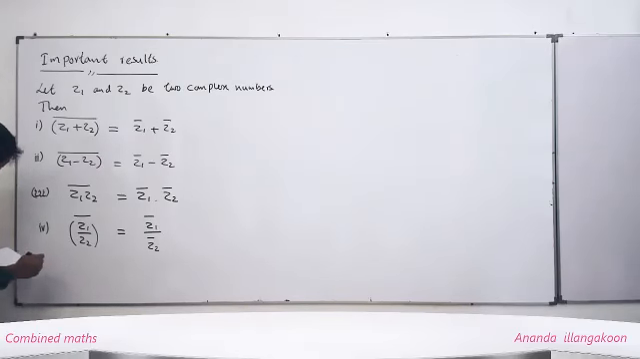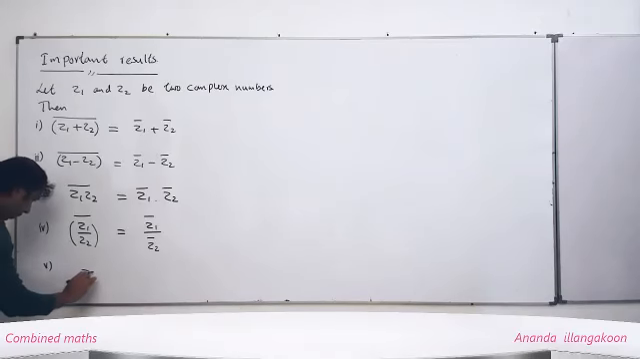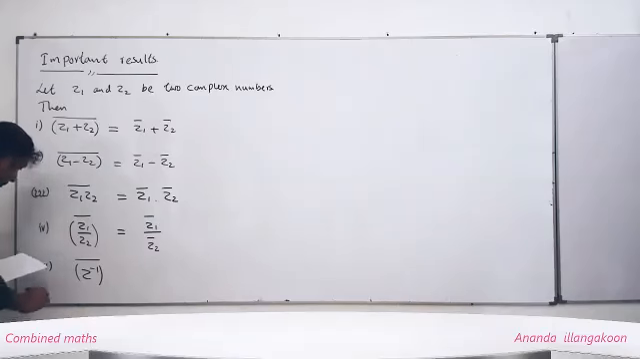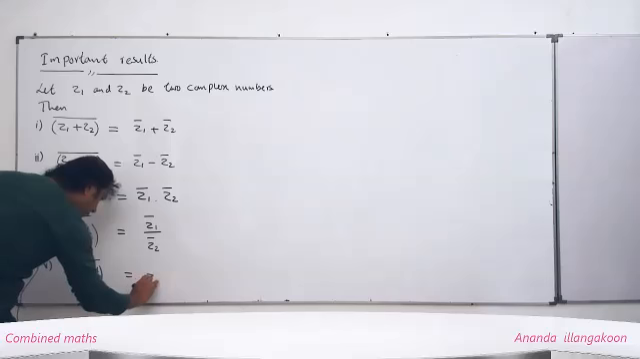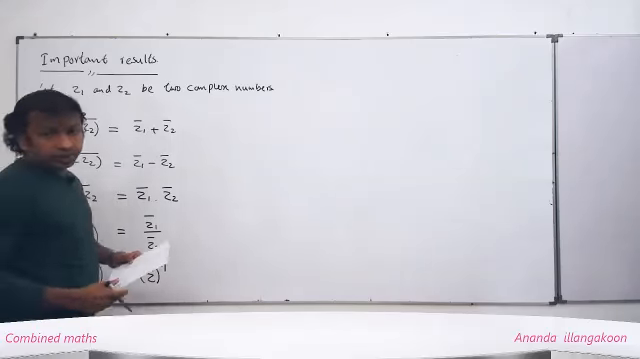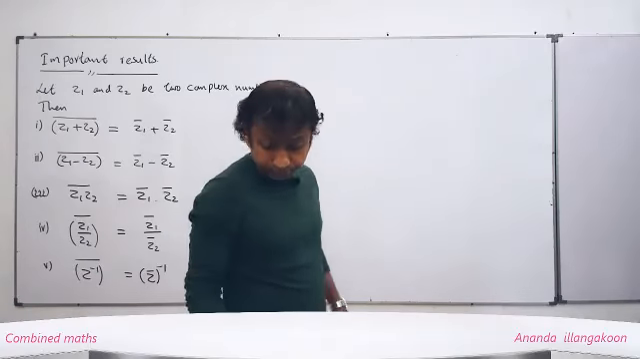And next one, number five, the conjugate of Z inverse equals Z bar, that means Z conjugate inverse. These are the results, people. These are the results, right?